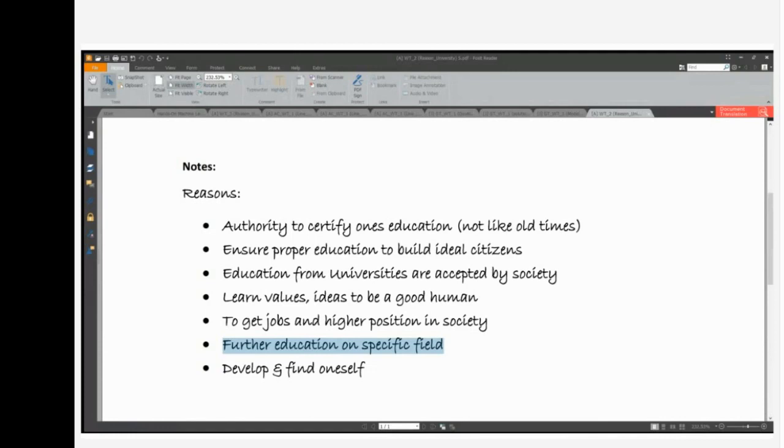Another thing you can write is to develop and find oneself. So universities and colleges can be a very good place to calm down and then find out your pros and cons, find out what you're actually learning and how that is gonna help you get a broader picture of the outside world, and you can develop through that. Now there can be many more other points that you can describe here. These are just the points that we can say and we can describe in our writing.